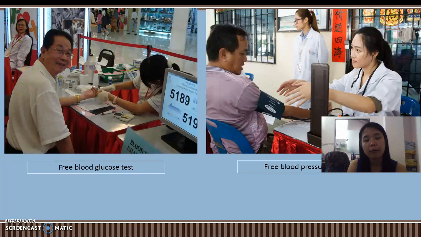The one on my right is the free blood pressure check. In this free blood pressure check, we allow the public to know whether they have or are prone to high blood pressure, so they can take a little more precaution after the event.